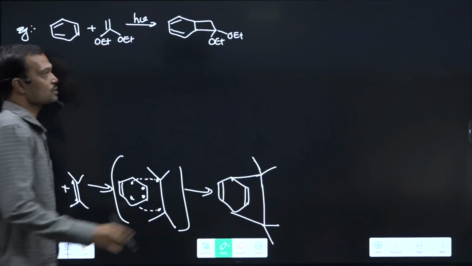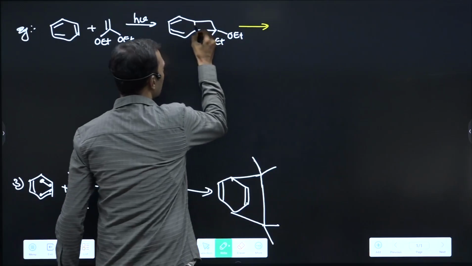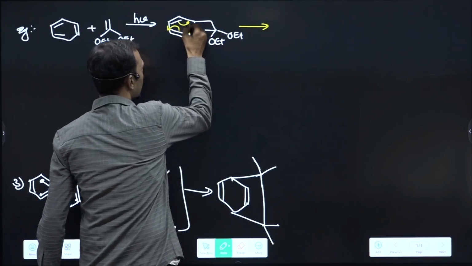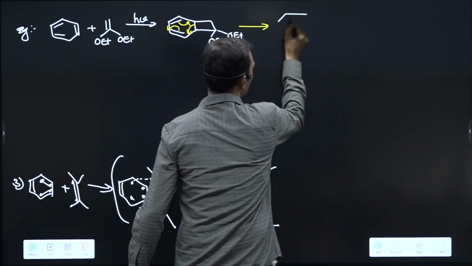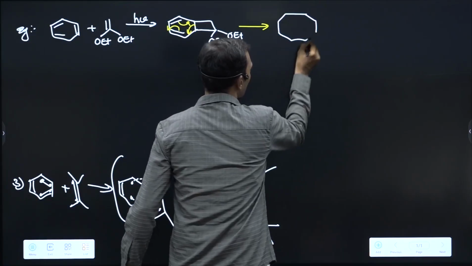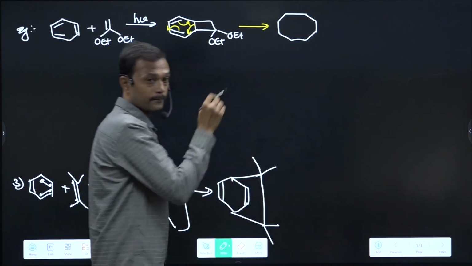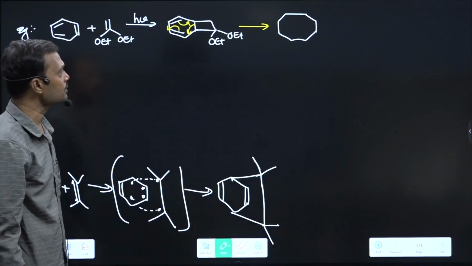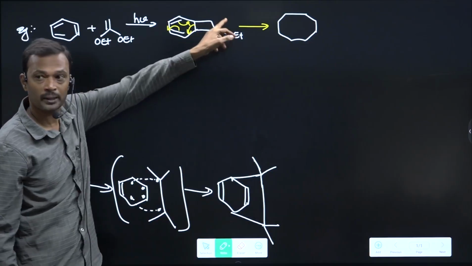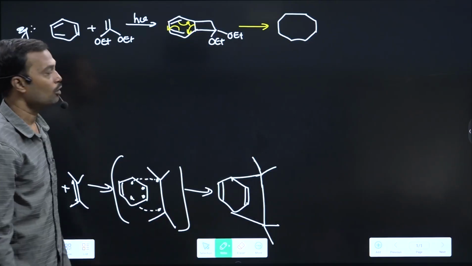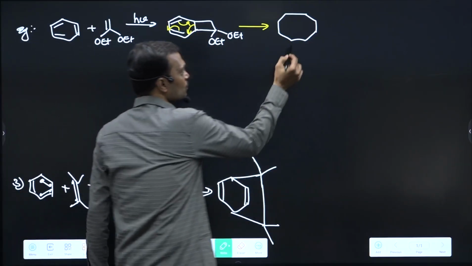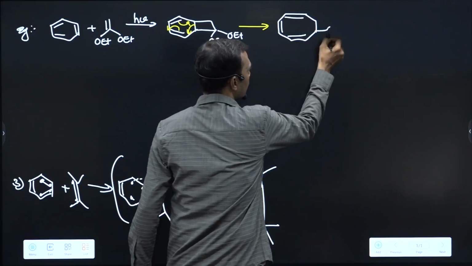Now this is not found to be stable. Now this will undergo ring opening. Once it undergoes ring opening, how many double bonds will you write? Write the answer for that. After getting this, don't stop the reaction here. You further open the ring. How many double bonds? 3. So 1, 1, 1.